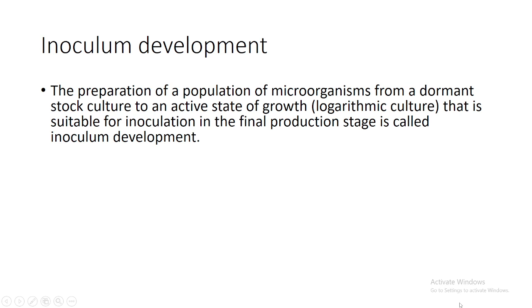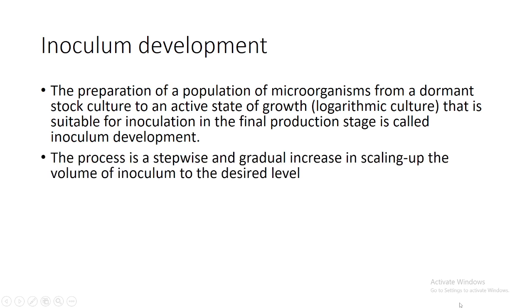That is, you are preparing a microorganism from the stock culture, and the stock culture, which is dormant, is converted into an actively growing stage, which can be used for the production in the bioreactor. So this inoculum development is a stepwise process. Okay, and in this inoculum development, a gradual increase in the inoculum will be done, and this gradual increase is called scaling up. Scaling up of the volume of inoculum will be done up to the desired level.